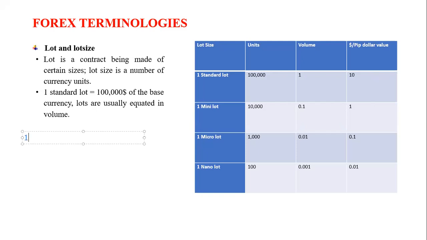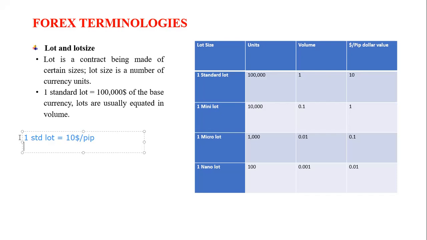That one standard lot is equal to $10 per pip. $10 per pip. Very key. And this is where it forms the basic part of this training. One standard lot is equal to $10 per pip. So it will not depend on the capital that you have.